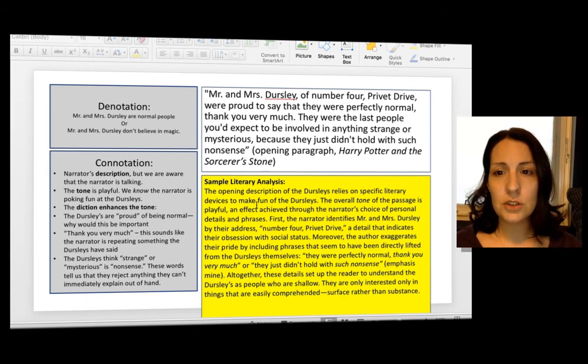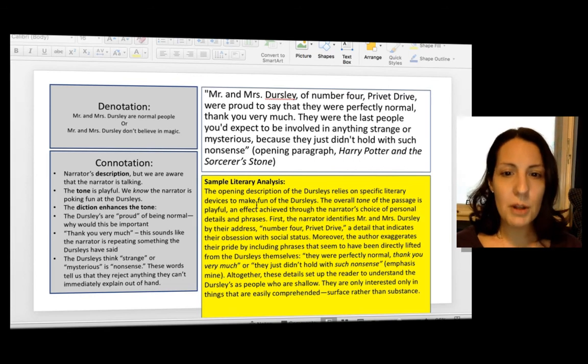Quote, the opening description of the Dursleys relies on specific literary devices to make fun of the Dursleys. The overall tone of the passage is playful, and in fact achieved through the narrator's choice of personal details and phrases. First, the narrator identifies Mr. and Mrs. Dursley by their address, quote, number 4 Privet Drive, a detail that indicates their obsession with social status. Moreover, the author exaggerates their pride by including phrases that seem to have been directly lifted from the Dursleys themselves. They were perfectly normal, thank you very much, or they didn't hold with such nonsense. Emphasis is mine in those cases.